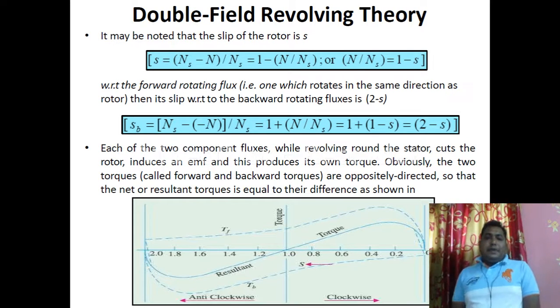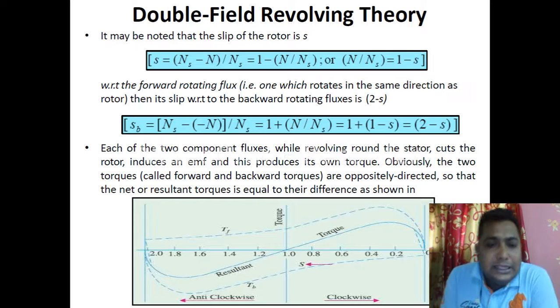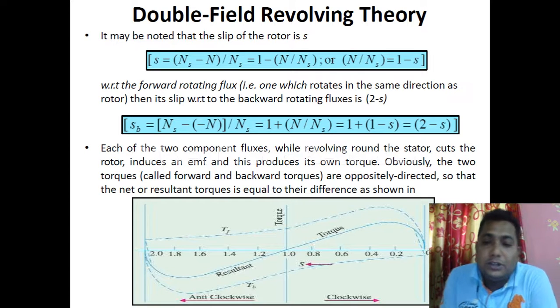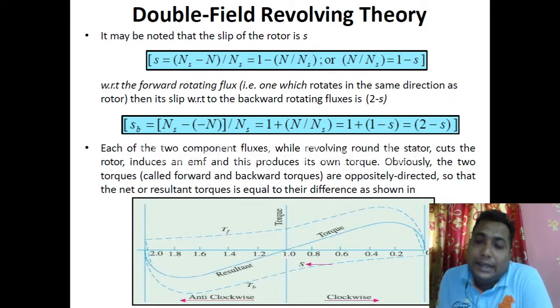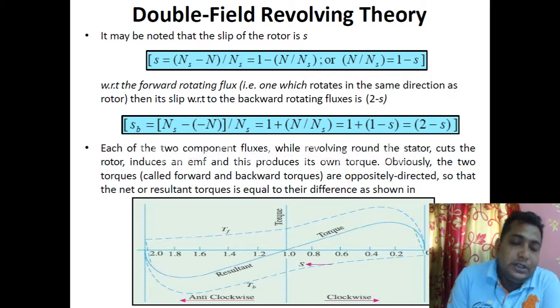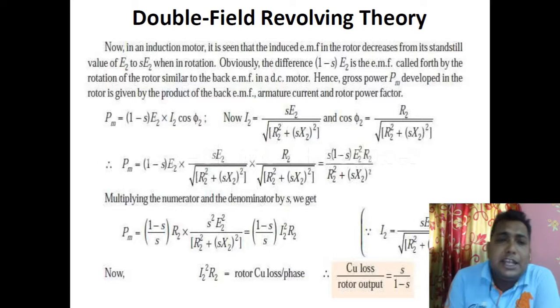Each of the components of the flux revolving with respect to the stator cuts the rotor, induces an EMF, and this produces its own torque. Obviously those two torques, called forward and backward torques, are oppositely directed, so the net result is their difference, as shown in the figure. Here is some mathematical expression.